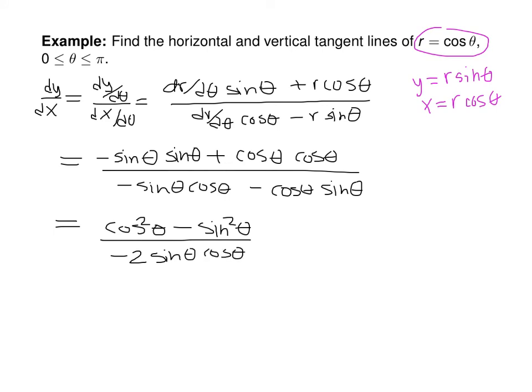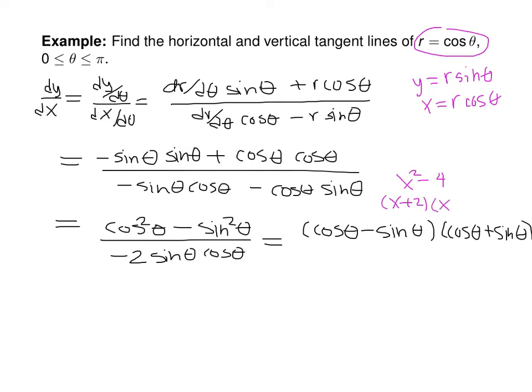And don't go off and say cosine squared minus sine squared is 1. That's not true. Cosine squared plus sine squared is 1, and you can't just change that minus to a plus because you don't like it. But what you can do is you can factor that into cosine of theta minus sine theta times cosine theta plus sine theta. That's the difference of squares pattern. Usually you see it in an easier form, like x squared minus 4 factors into x plus 2, x minus 2, just that the x is replaced by cosine and the 2 is replaced by sine. And the denominator can't factor, so we'll just leave it as a product. Negative 2 sine theta cosine theta.